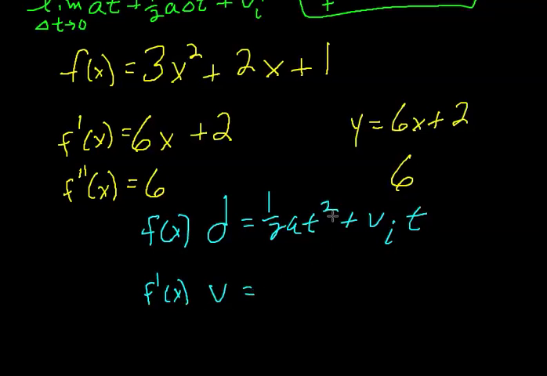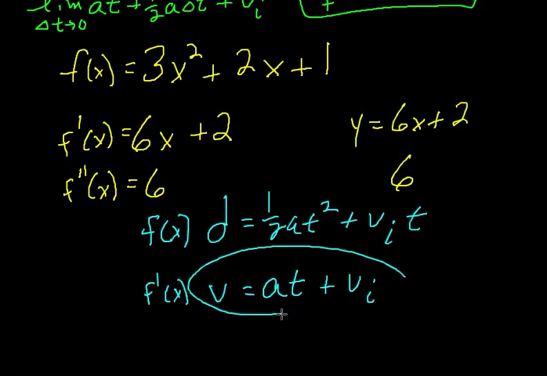I just do the rule. Take the exponent times the coefficient. 2 times 1/2 a is just a. Subtract 1 from the exponent would be just t to the first power. Plus, what's the exponent on this t? It's 1. So take 1 times vi, you get vi. Subtract 1 off the exponent, you get t to the 0, which is 1. And so there is the derivative of this equation. This equation here is the derivative of that one.